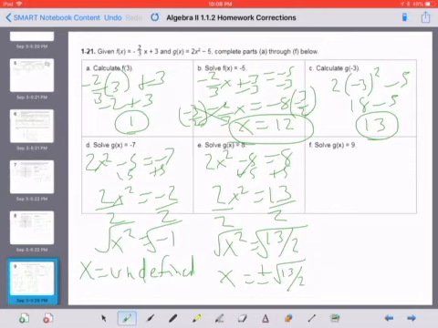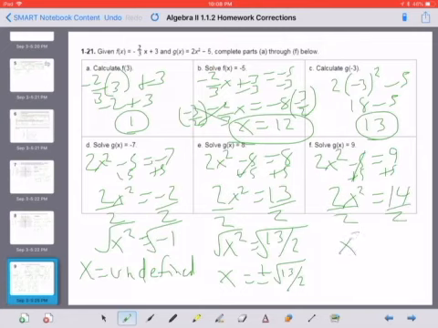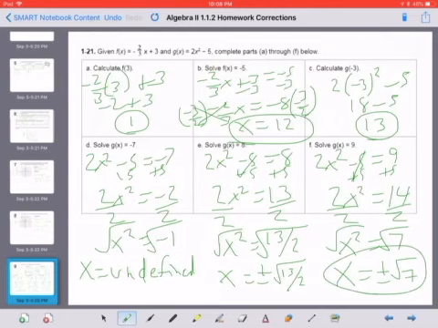So then in F, I'm solving when it equals 9. So I get 2x squared minus 5 equals 9. Add 5. I get 2x squared equals 14. X squared equals 7. So again, square root. But don't forget, it's plus or minus the square root of 7. So remember, when I take the square root, I can either get a positive or a negative.